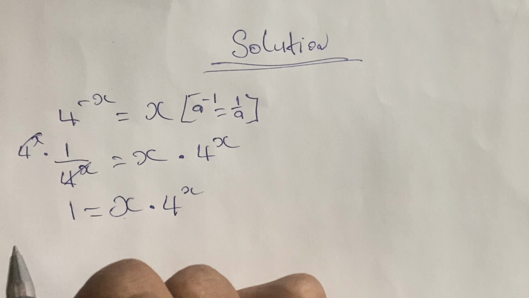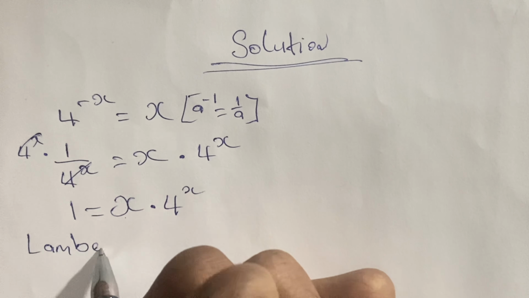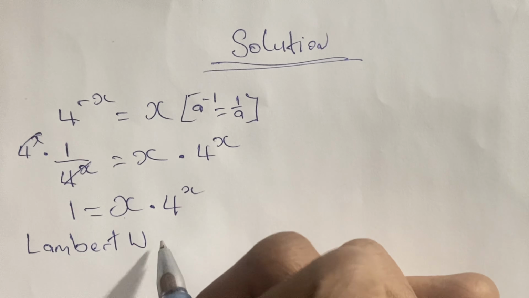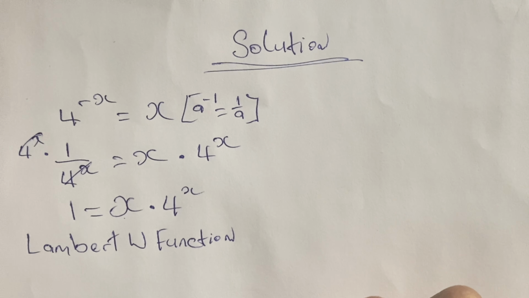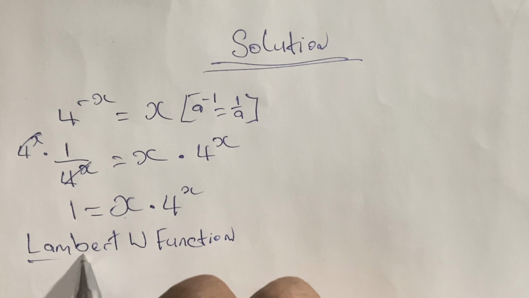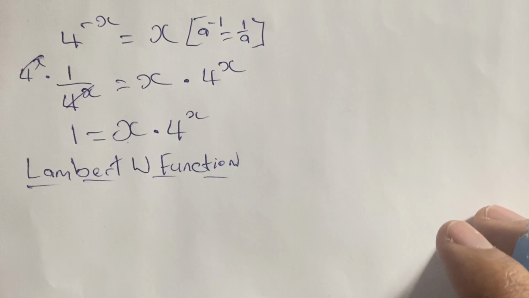From here I'll be introducing my method in solving this equation, and this method is the Lambert W function. Now this is a very special type of function that is used to solve equations where we have the variable in the base and also in the power. In this case x is in the base, which is x times 4, and x is also in the power, as 4 is being raised to the power of x.